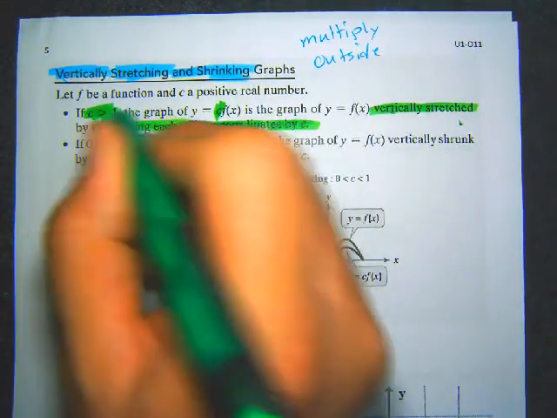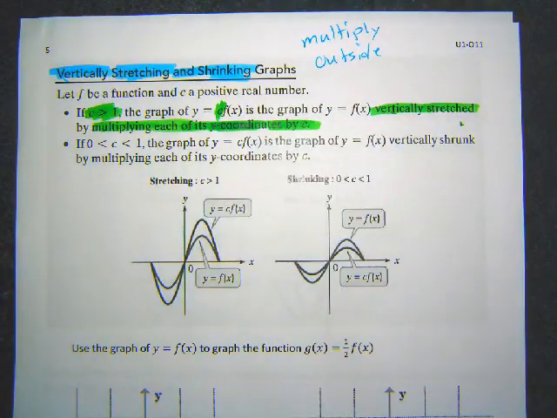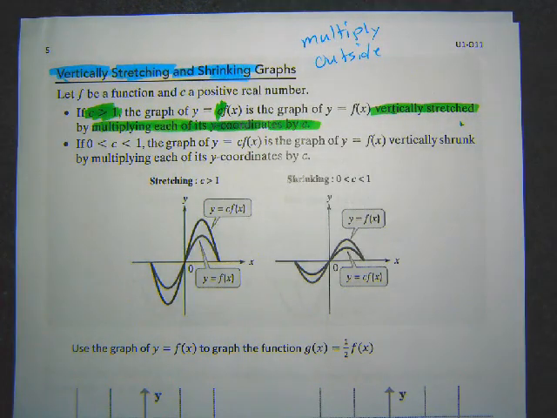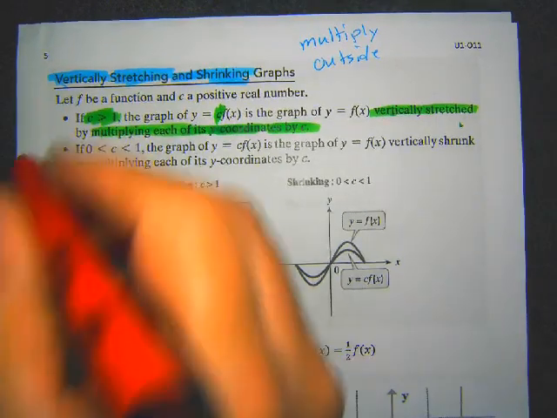So if you want to double it, so you multiply by 2, then you take all the y coordinates for the points, the y values for the points, and just double them, multiply them by 2, and that's what the new graph will look like. Now the other option is to multiply by a number less than 1.